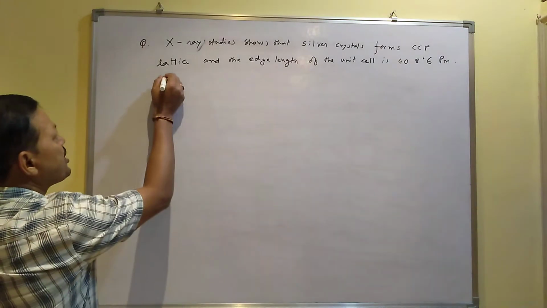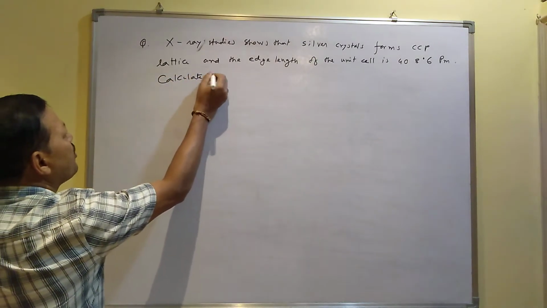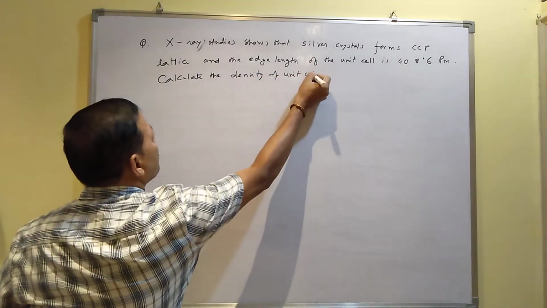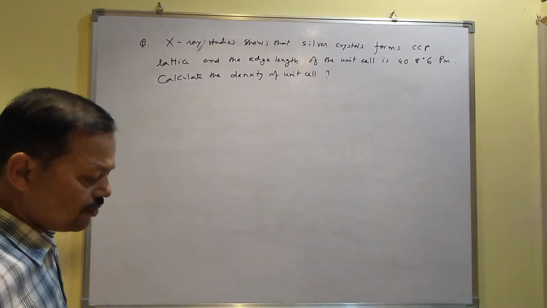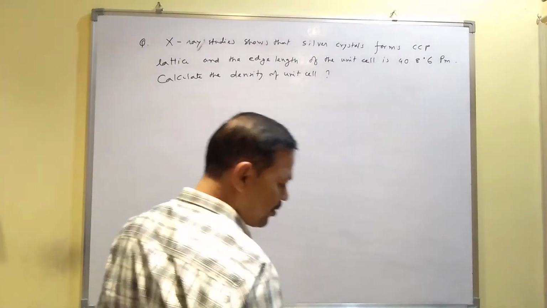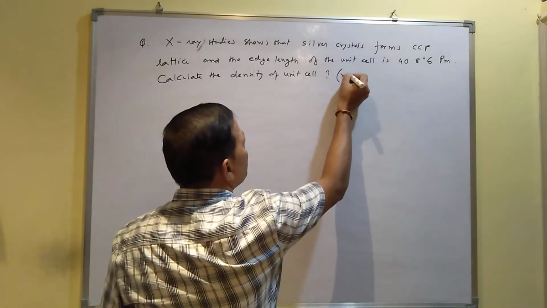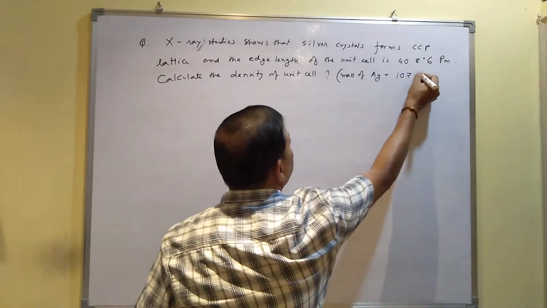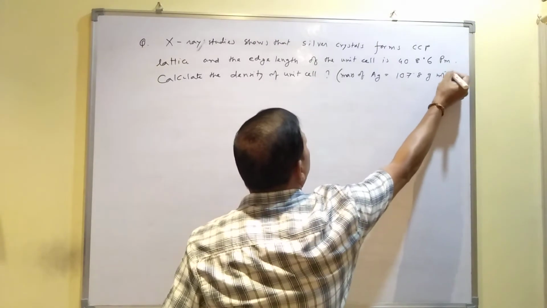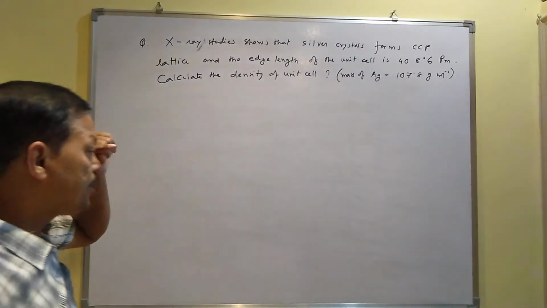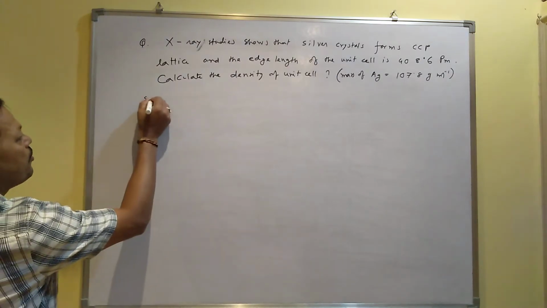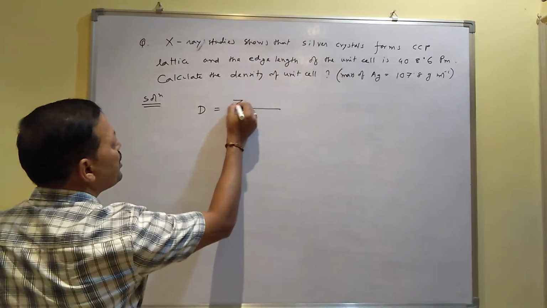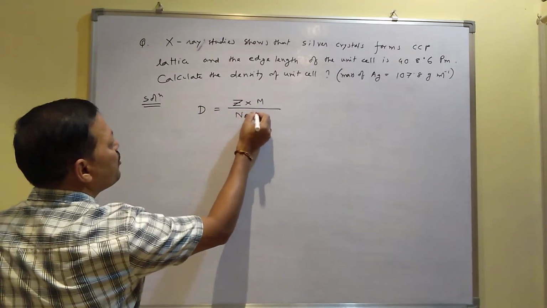Calculate the density of the unit cell. And here it is given, the atomic mass of silver is 107.8 gram per mole. The mass is given. So to determine this type of density for unit cell, you apply the formula D is equal to Z into M divided by Na into a cube.